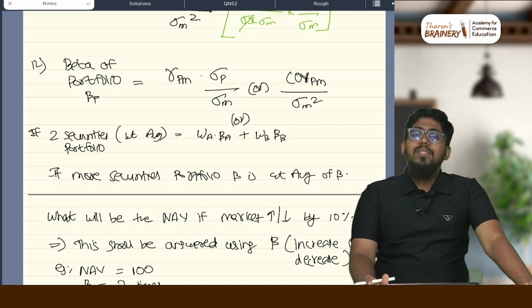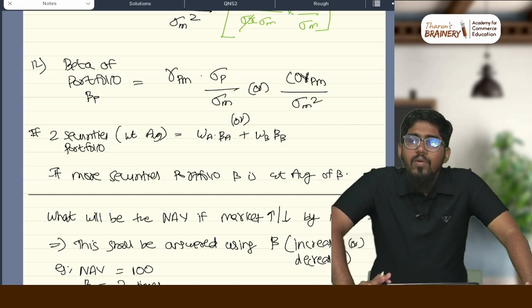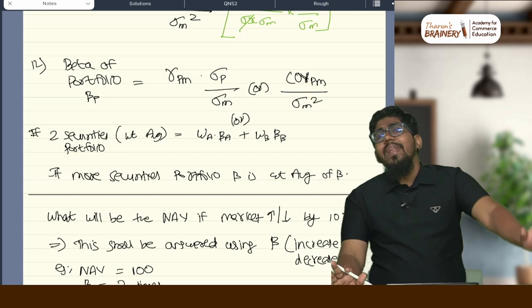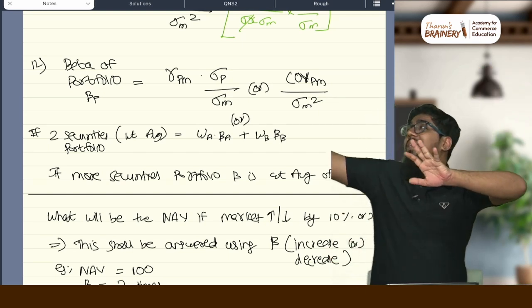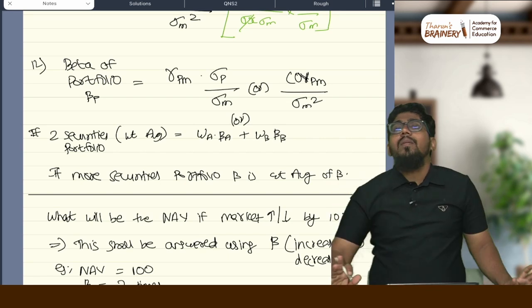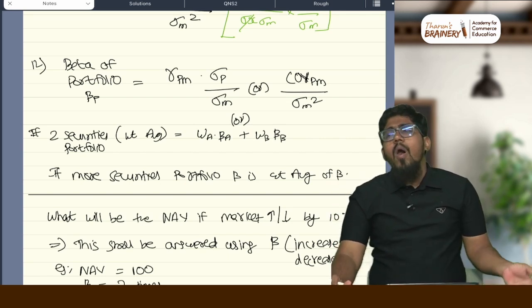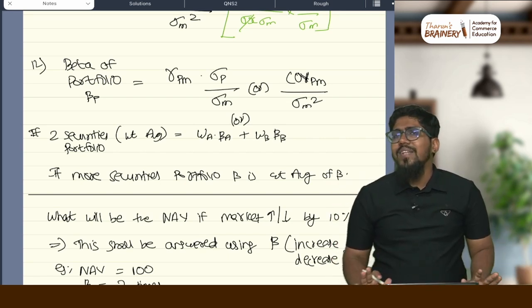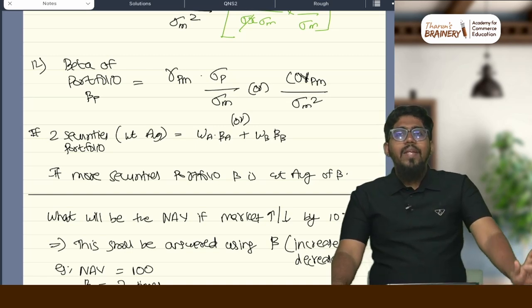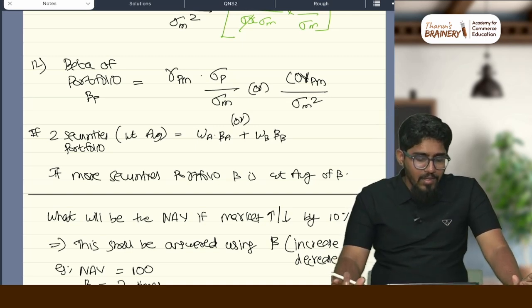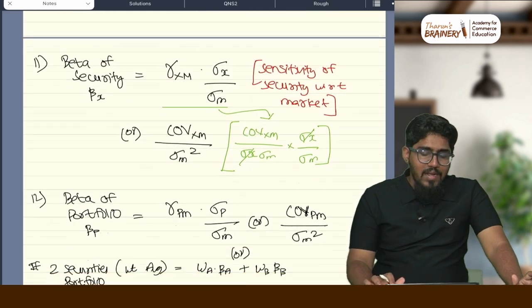So what is the beta of the portfolio? Two formulas. The correlation between the portfolio and the market multiplied by the standard deviation of the portfolio divided by the standard deviation of the market, or the weighted average beta. Sir, what is weighted average beta? Weight of A into beta of A plus weight of B into beta of B. Are you all with me? This much clarity if you guys are having.